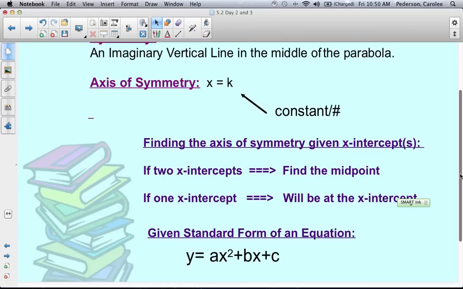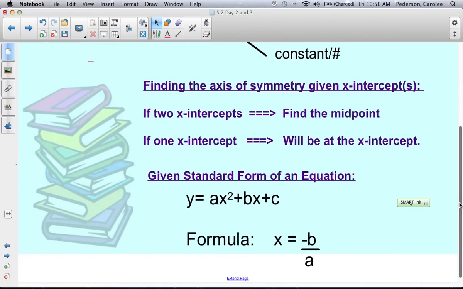What I do want you to write down is how do you find the axis of symmetry? So the first thing is finding the axis of symmetry given x-intercepts. If you have two x-intercepts, so those are where it crosses the x-axis, you just find the halfway point between those two x-intercepts with the midpoint, and that's where your axis of symmetry is going to be. I'm going to show you some examples on the next slides so you can visualize it. The other way is if you only have one x-intercept, it'll be just at that x-intercept place.